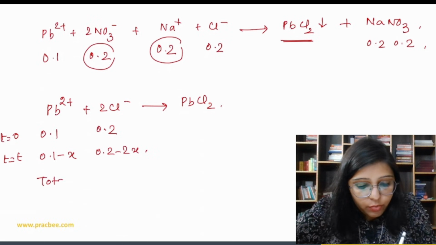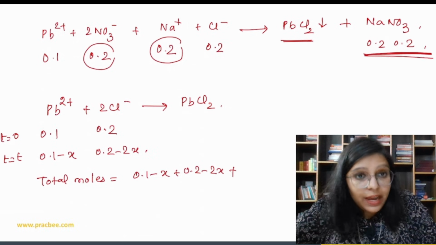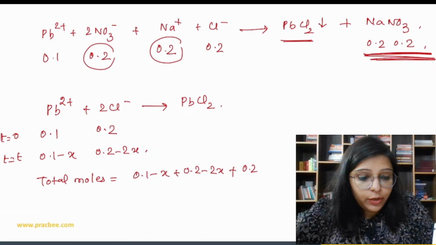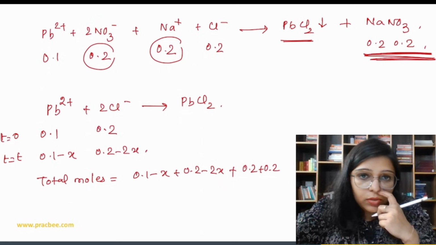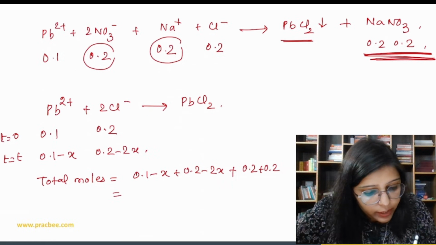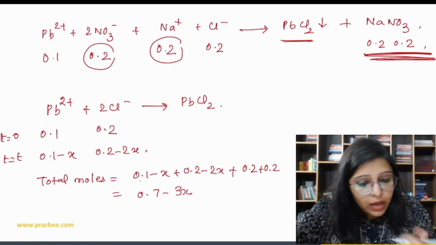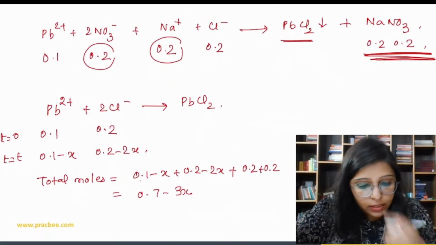Now, if I want to find out total moles, it is 0.1 minus x plus 0.2 minus 2x plus NaNO3 also, 0.2 plus 0.2. So when you solve this, you get some value. So it is going to be 0.3, 0.5, 0.7, 0.7 minus 3x. Now we are going to put this in.